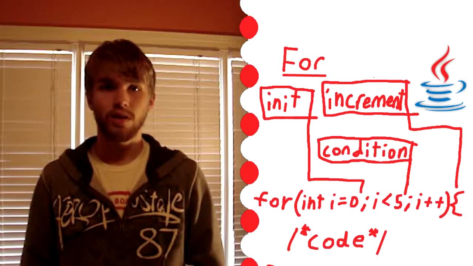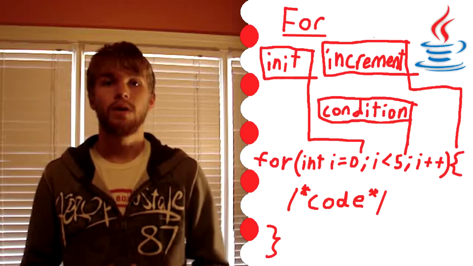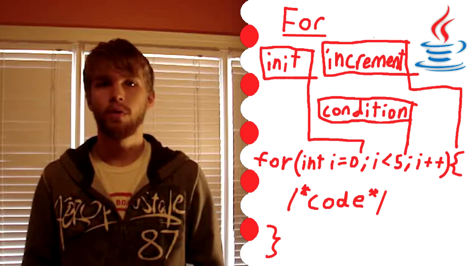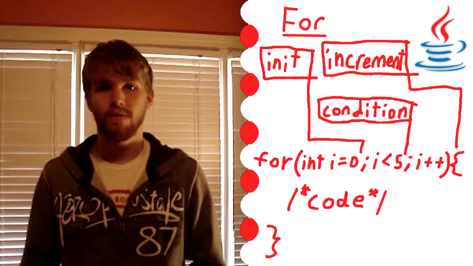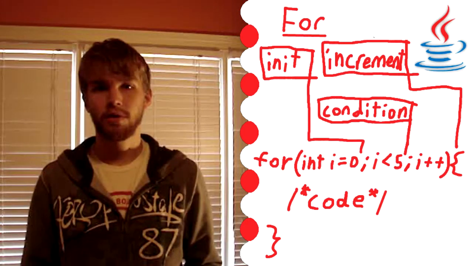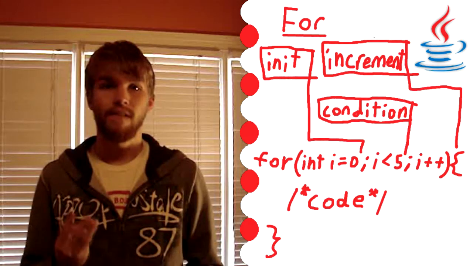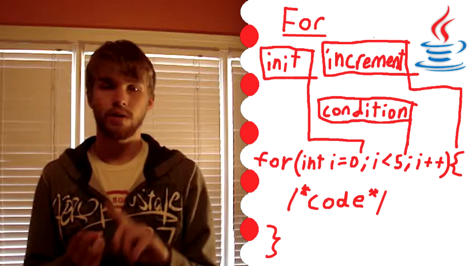Okay, and then the third and last loop we're going to talk about today is called the for loop. Now the for loop is probably my favorite because it takes into account more than the while or do while loop. So the way a for loop works is you type down for in parentheses. Rather than have just a condition in parentheses, there's actually three parts to it. There's the initialization, condition, and increment.